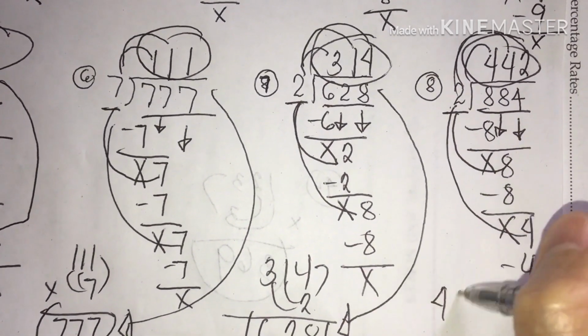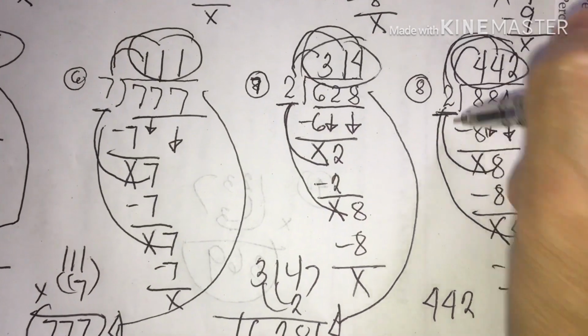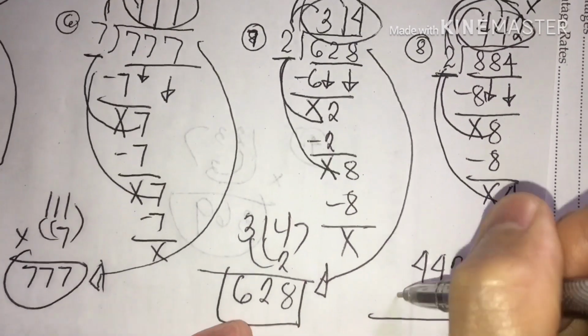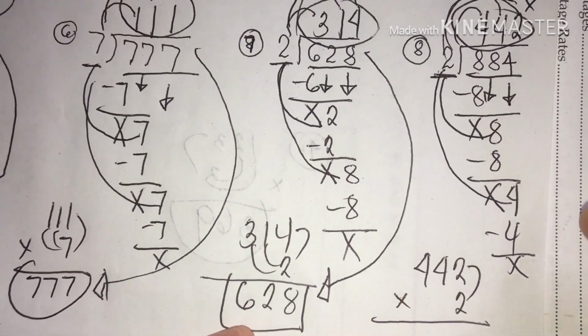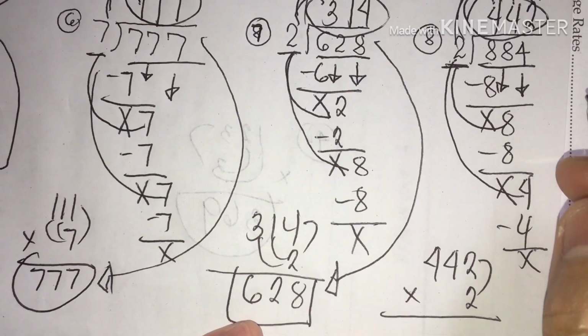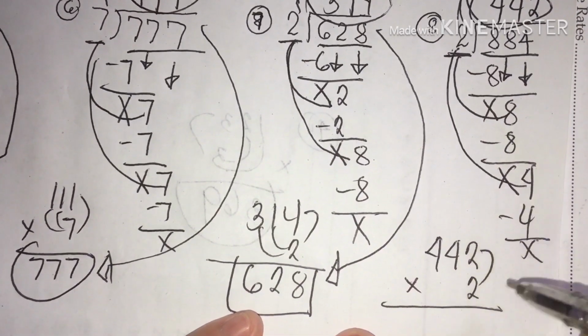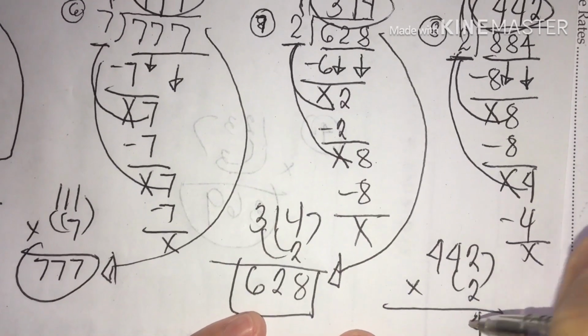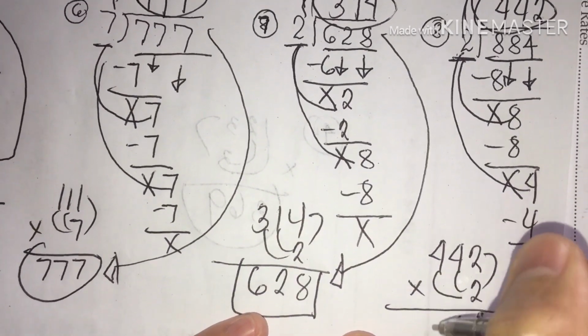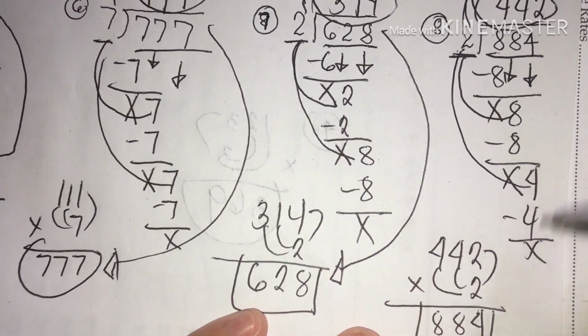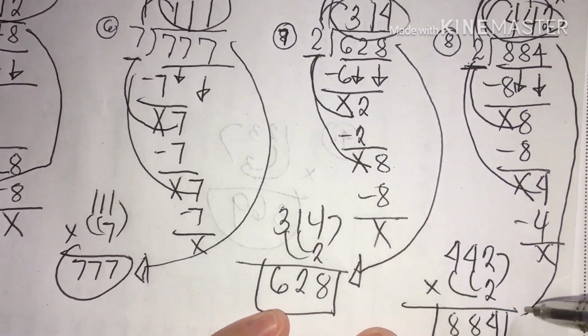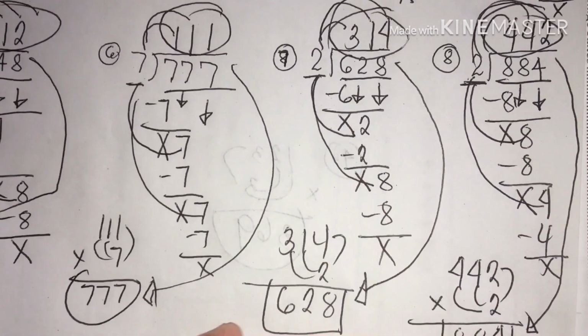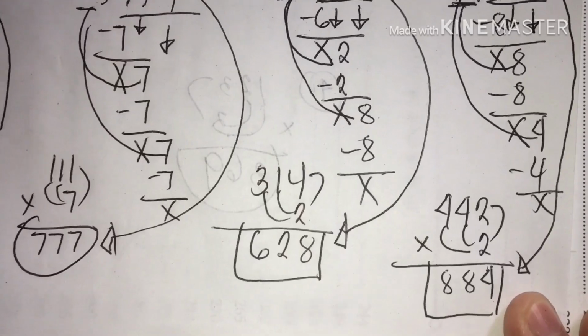Let us check it. 442 times our divisor 2. So don't forget to do that, class, to check your answer whether it is correct or not. 2 times 2 is 4. 4 times 2 is 8. 4 times 2 is 8 again. So therefore, our answer, class, I'll put an arrow like that. Okay? Next is number 9.